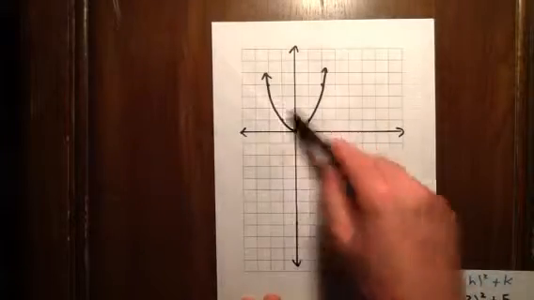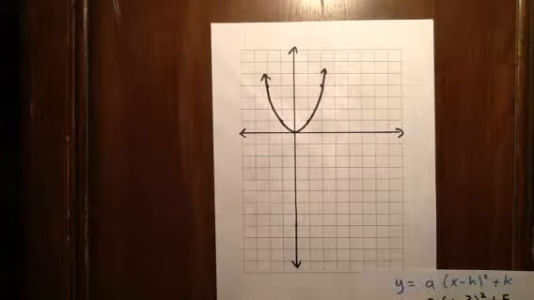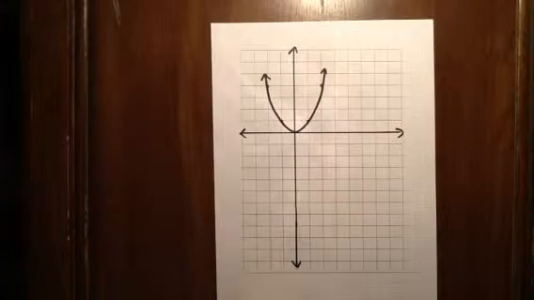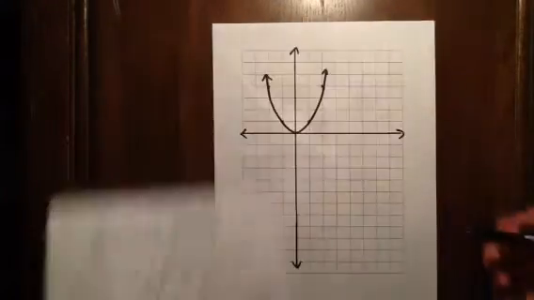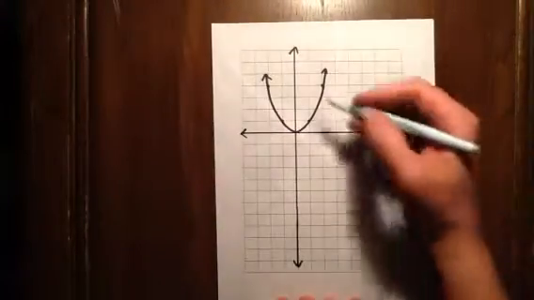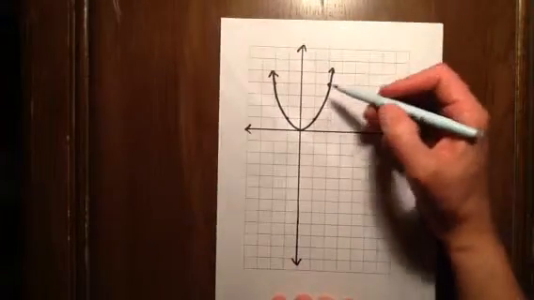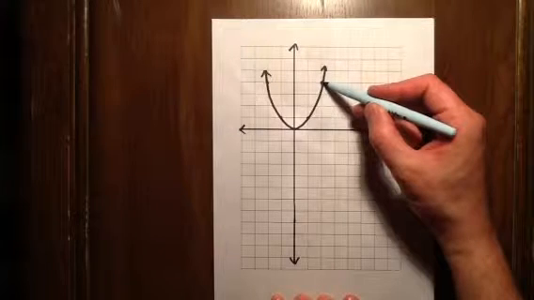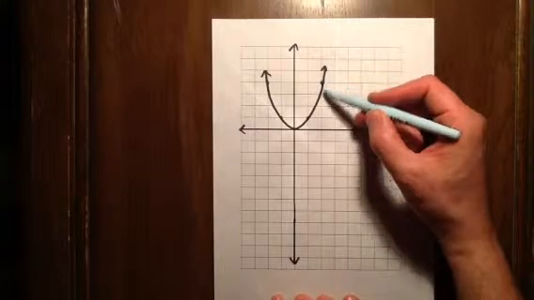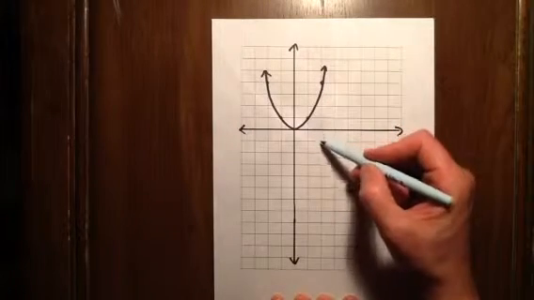This is our parent function y equals x². That one never changes. Well, what we're going to do is start by dealing with this reflection in the x-axis. So I'm going to take each of the points here that I see, and I'm going to reflect them in the x-axis. Well, this point right here is (-2, 4). So if I reflect it in the x-axis, instead of being 4 units above, it's going to be 4 units below.